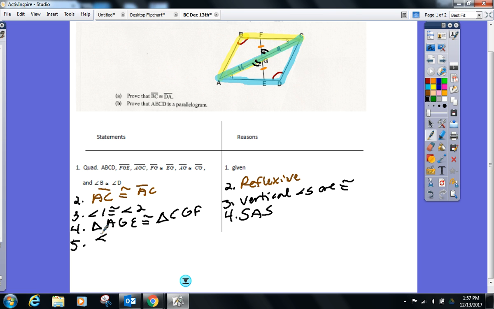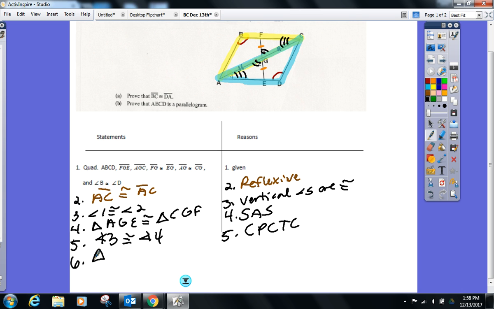angle 3 and angle 4. And what's going to give me the right to say they're congruent? CPCTC. And do you see now that that's the missing link? Go ahead, Michelle. Okay. Everyone's good? Now can I prove the yellow and the blue one's congruent? Yes. By another side angle side.